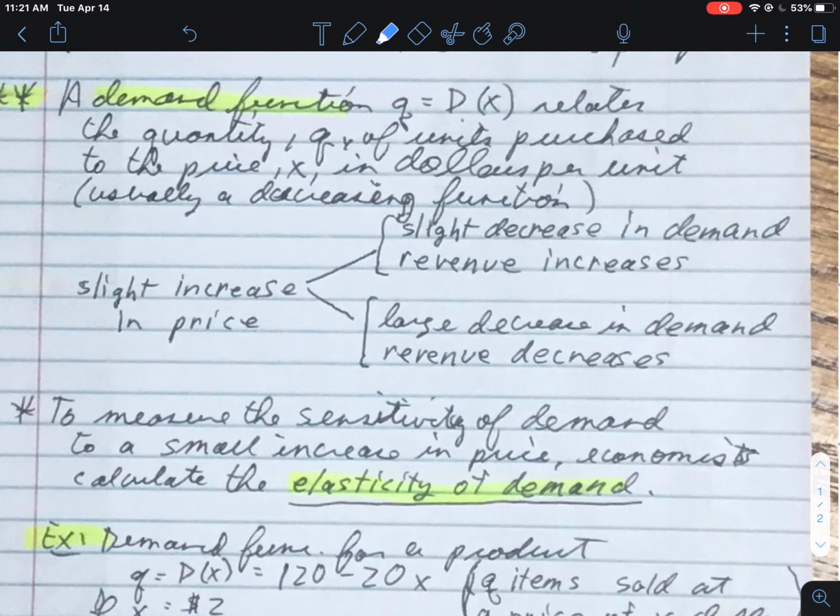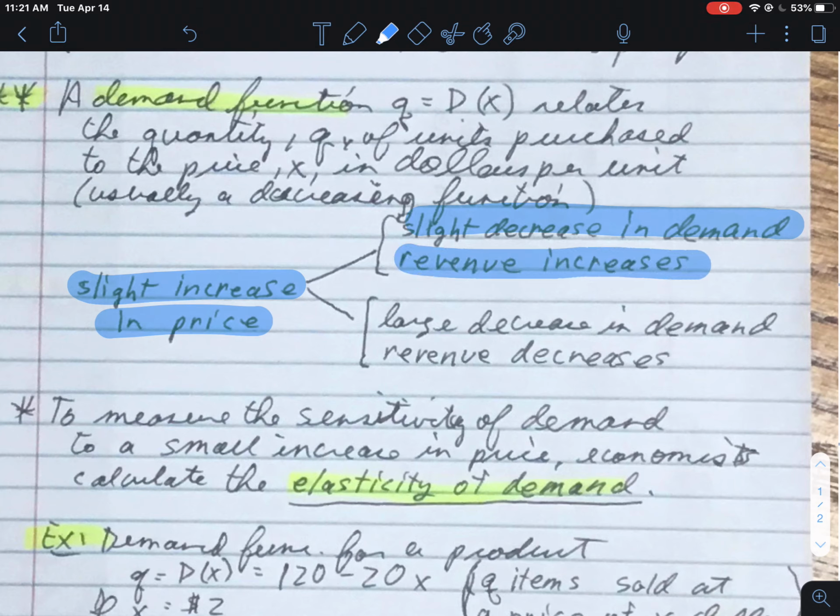Now, there's two different things that can happen. This is what we were talking about with revenue. So let's say there's a slight increase in price. That's kind of what we looked at in that last section. Two things can happen. We could have a slight decrease in the demand, so we increase the price, the demand goes down a bit, but yet the revenue still increases. That's what happened with our ticket sales for the theater.